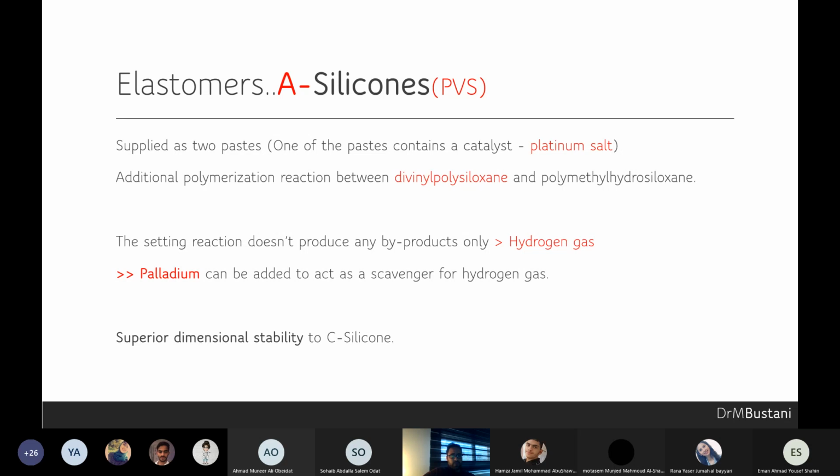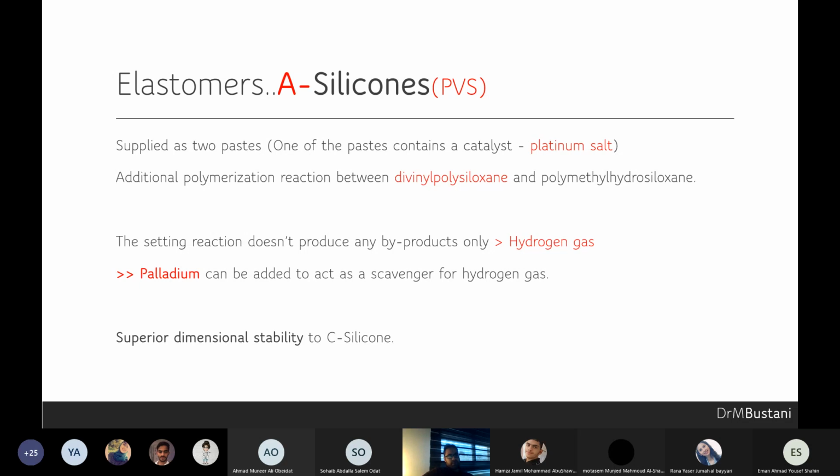We have two pastes: one of them is the base paste, the other is the catalyst. The catalyst in A-silicon is platinum salt, and the base contains polyvinyl siloxane. This is the other name for A-silicon, PVS, polyvinyl siloxane. When they react together, they react through an addition reaction, so they don't have a byproduct, but hydrogen gas will be produced. It won't cause any inaccuracies or dimensional changes in the impression, but it might cause some bubbles if the impression was poured right away.